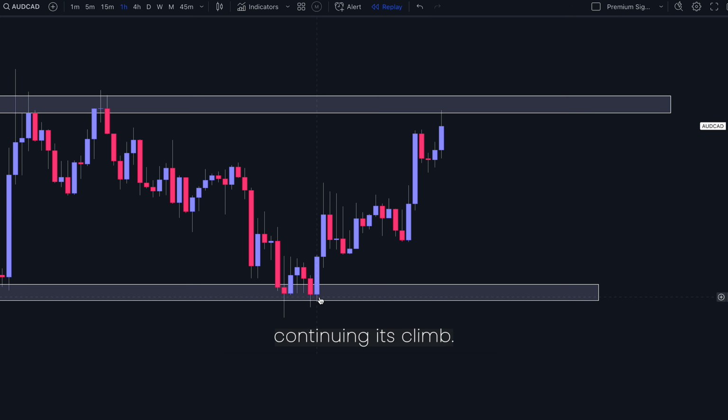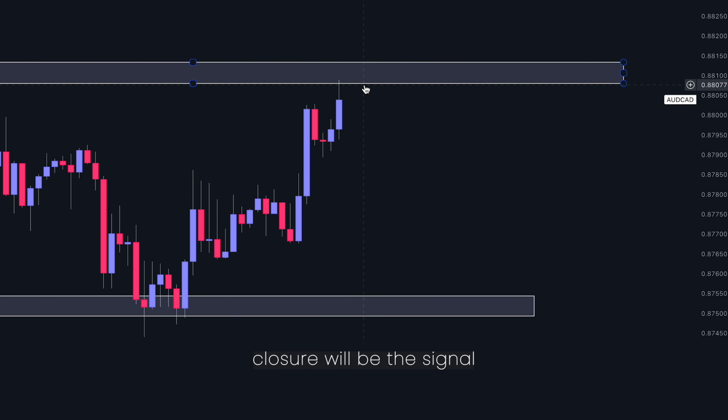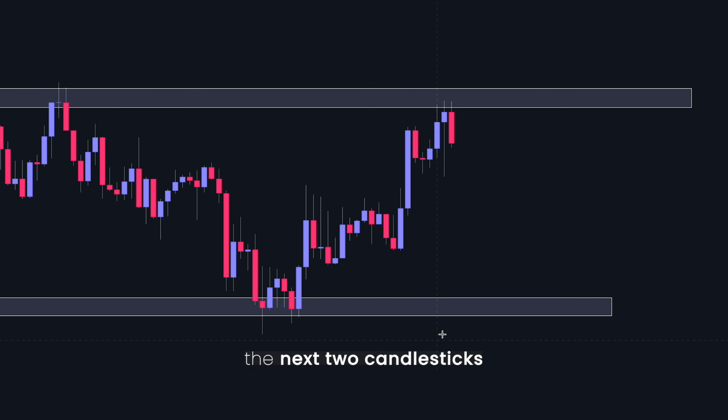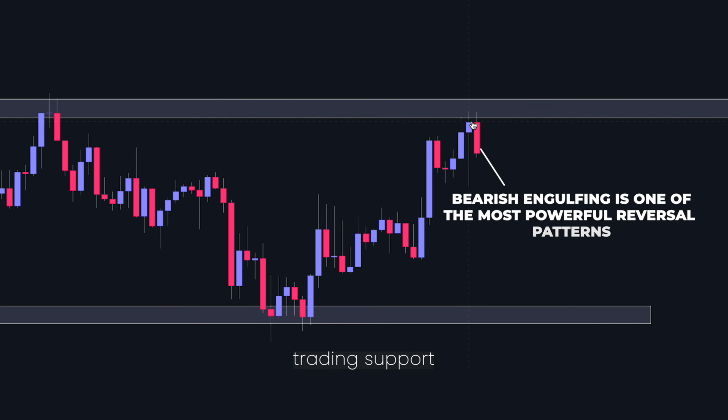and not just temporarily stalling before continuing its climb. So the third step in this trading strategy involves waiting for the candlestick that reaches this resistance zone, in this case, to completely close, because this candlestick closure will be the signal you have been looking for in order to know what your next move is. So following our example, we can clearly see that the next two candlesticks formed a bearish engulfing pattern, and this is a very great example that shows us how a strong candlestick should look and what you should look for in trading support and resistance.